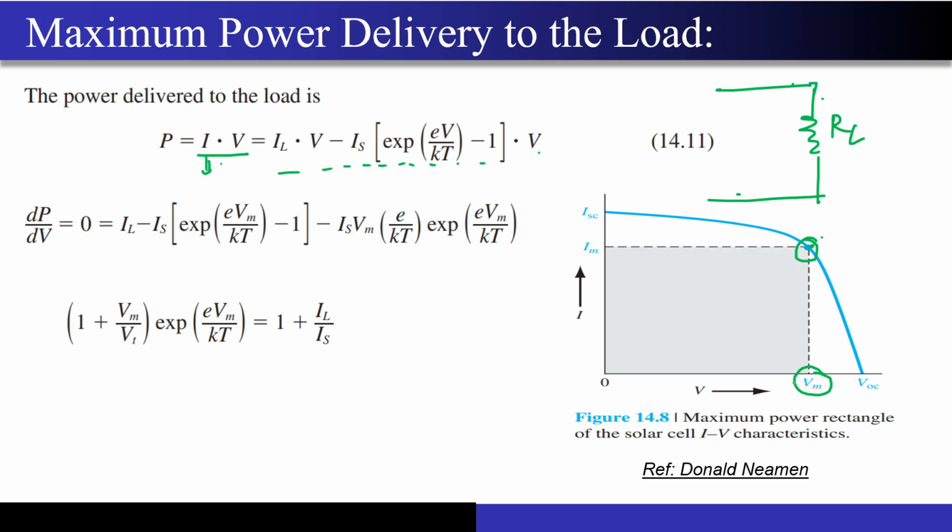Now how to find out this point where I am getting the maximum power? You all know, we take the derivative dP with respect to dV and we equate it to 0. This is the same thing that we have done over here. If you take the derivative of this equation and equate it to 0, then you will be left with this equation.